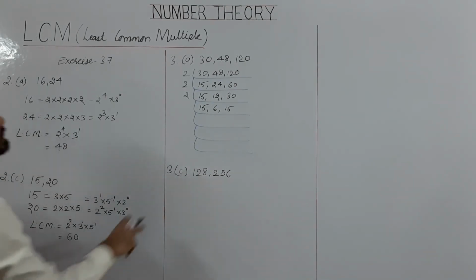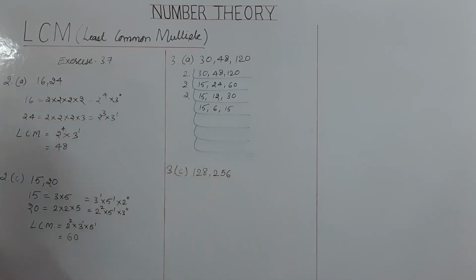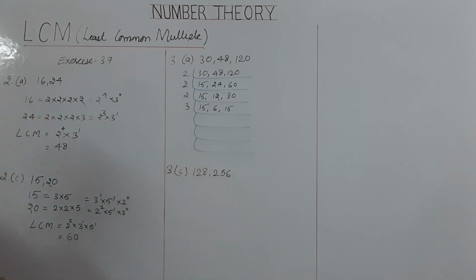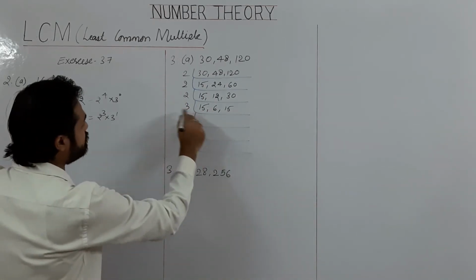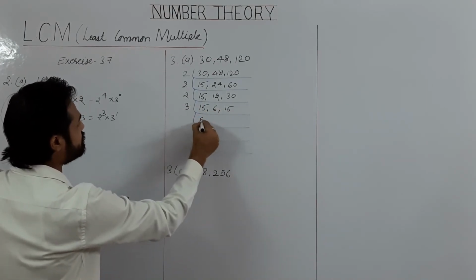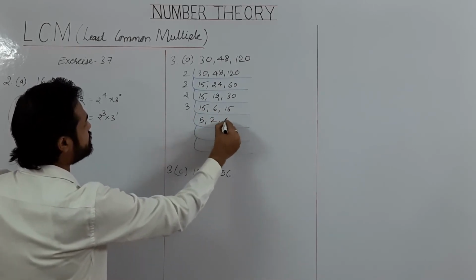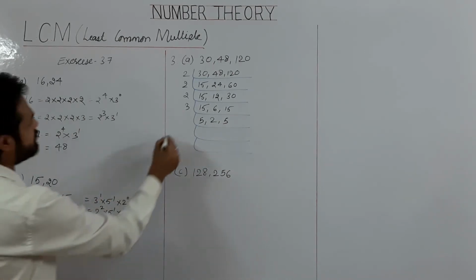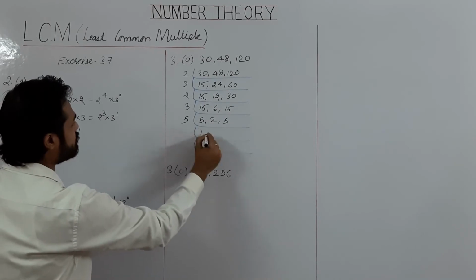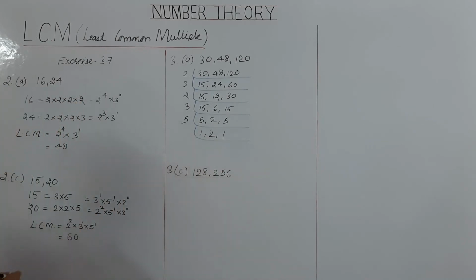And here we have to take at least two numbers. Here 15 is an odd number, so after 2 we have to take the next factor, that is 3. 3 is a factor of 15 and 6. So 15 by 3 is 5, 6 by 3 is 2, and 15 by 3 again is 5. Next factor 5, we will get 1, 2 as it is, and 1. So this is the last step.